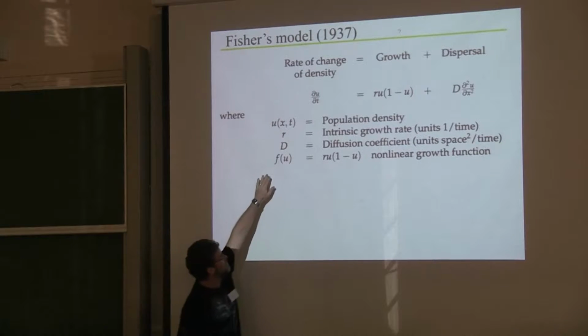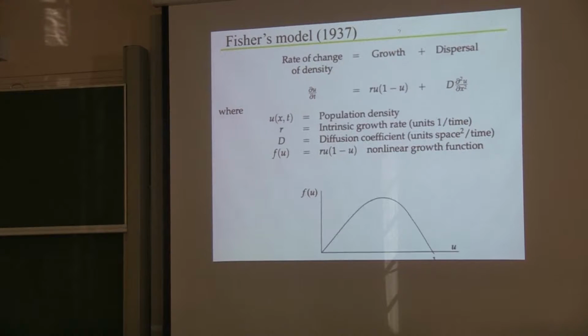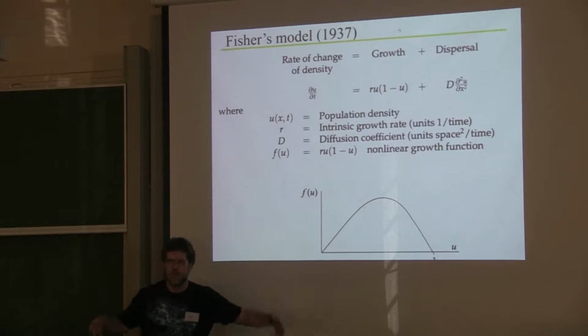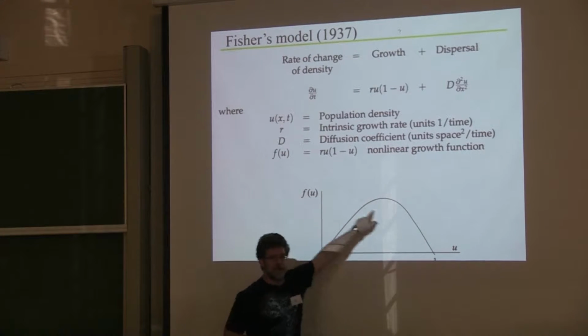So we think of the growth as this nonlinear function. And it's actually quite useful to look at the units for the coefficients r and d. So r is some kind of growth rate, okay? And it's got units 1 over time. And d is a diffusion coefficient, and its units are space squared over time. So it's something like mean squared displacement per unit time. And f is this kind of sad face.